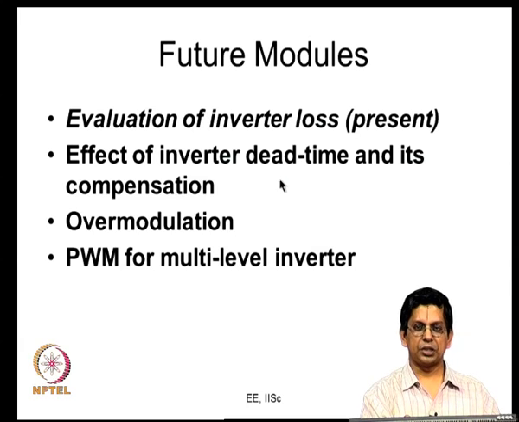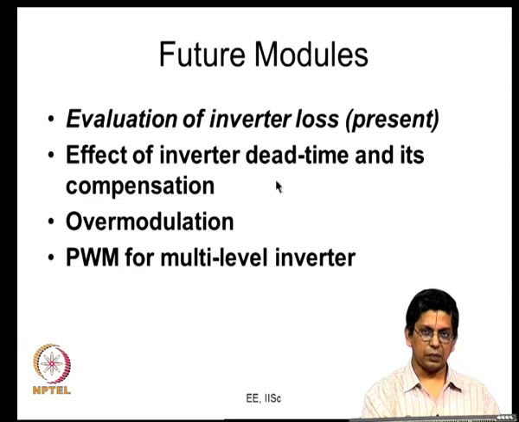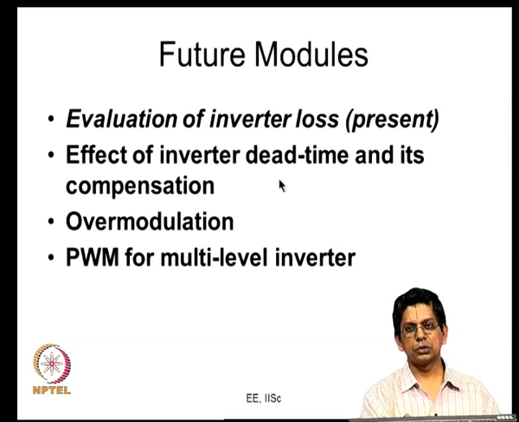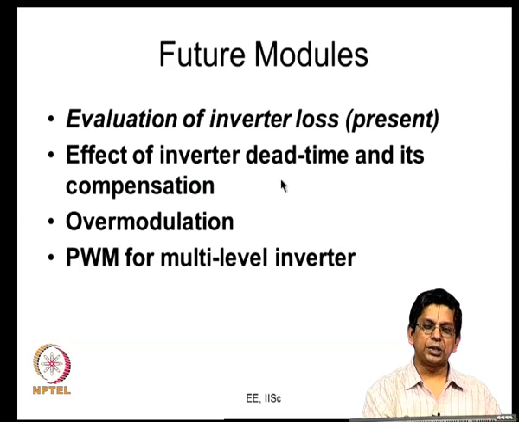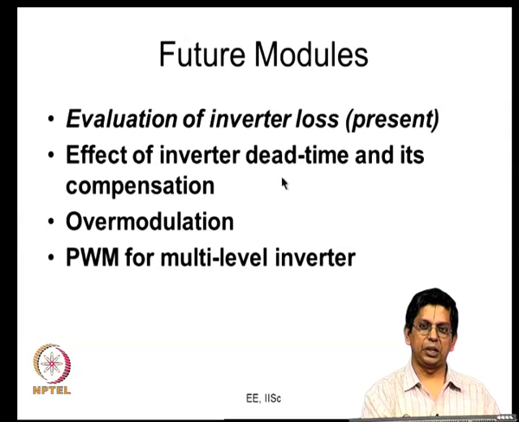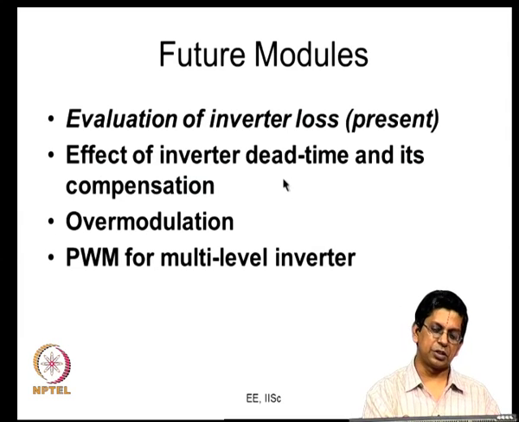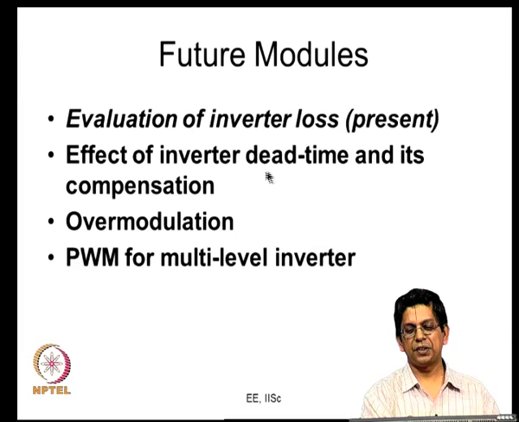So, one device is turned off and the other device is turned on. Now, since there is a small possibility that both of them could conduct concurrently, because it takes some finite amount of time for the devices to turn on or turn off, what we do is we first turn off the device in one leg. The device which is to be turned off is turned off first, and then the next device is turned on.